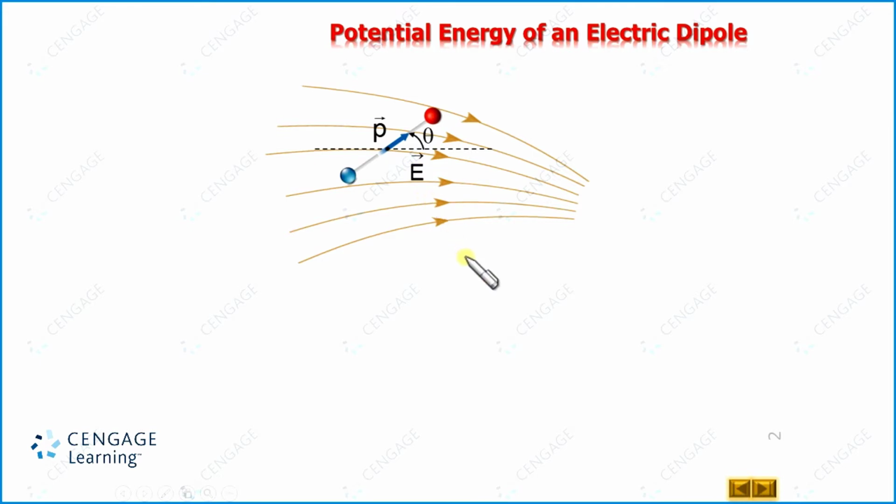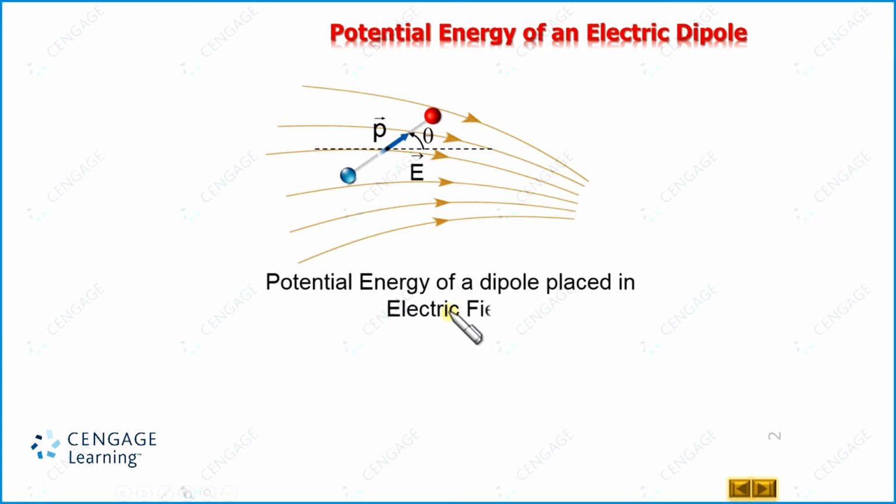We know the potential energy of a dipole placed in an electric field is given by the expression U equal to minus P dot E. Okay. So, in the coming illustrations, we will learn how to apply this concept in different situations. So, let us move to situation number 1.